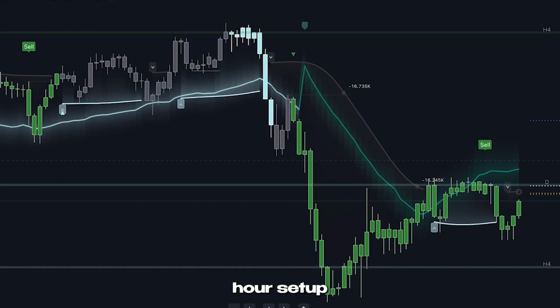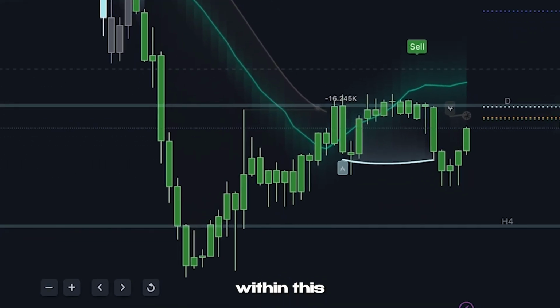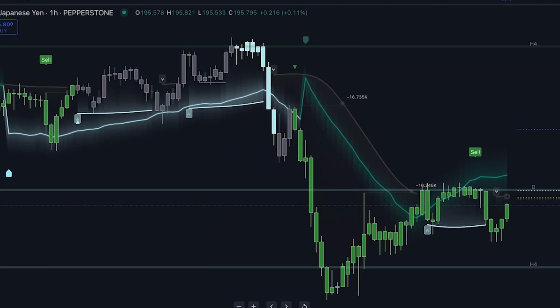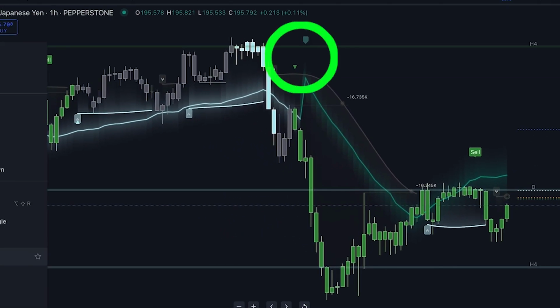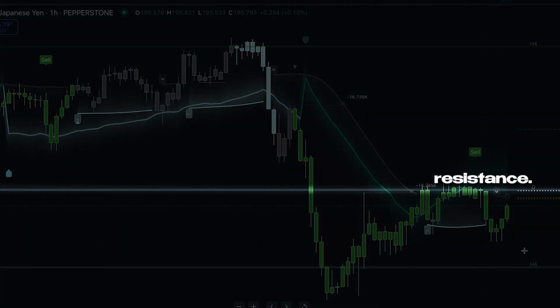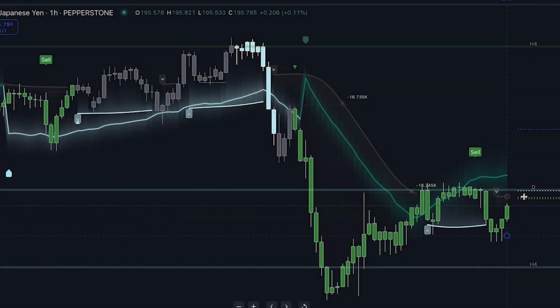We're seeing the 1 hour setup play out within this bearish trend, which was confirmed by Prop from Algo by providing this green down arrow. Notice right at the daily resistance, that is where the institutional entry lines are, and we're looking for price to come back, retest those levels, then follow in continuation of the bearish trend.